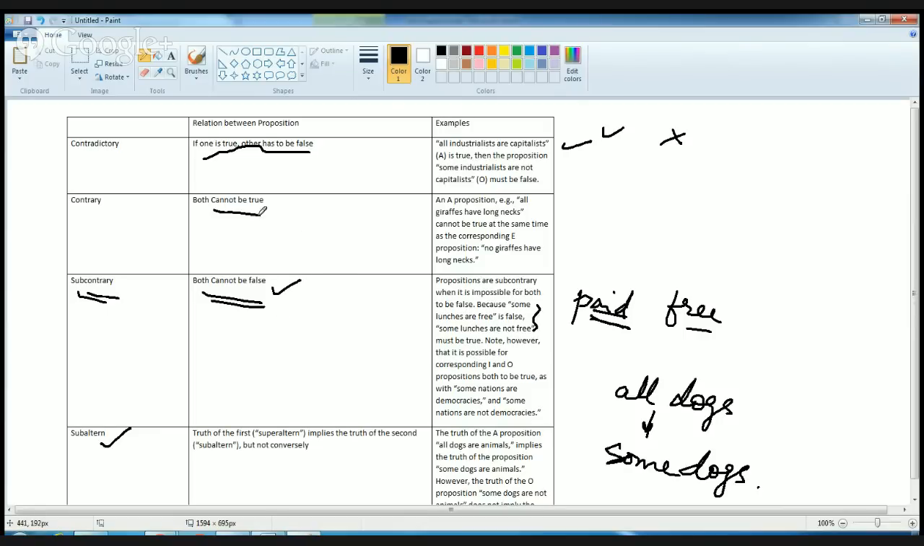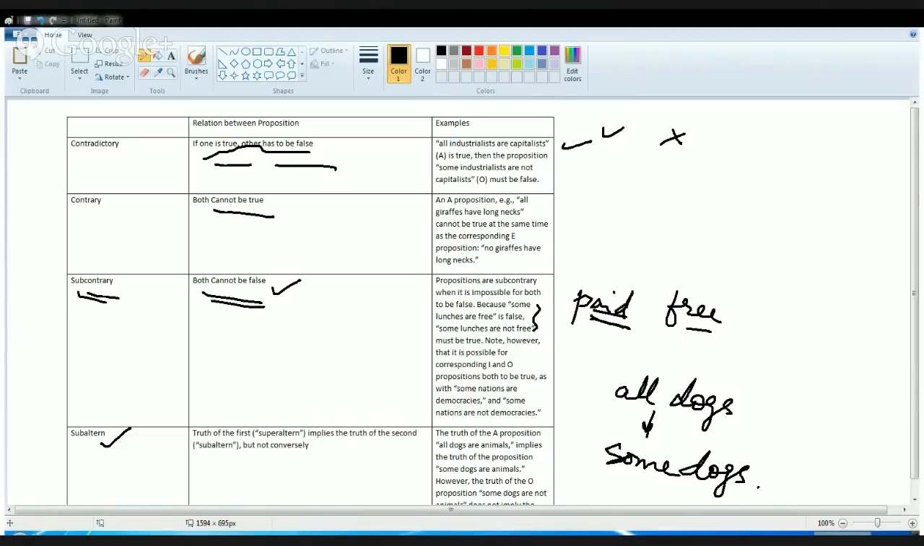Contrary: both cannot be true. In contradictory, if one is true, the other has to be false. And subaltern is, if the superaltern is true, the subaltern would be true, but the reverse is not correct. If I say all dogs are animals, I can say some dogs are animals, but I cannot say the reverse, that if some dogs are animals, all dogs would be animals. Okay, so these are the four terms.